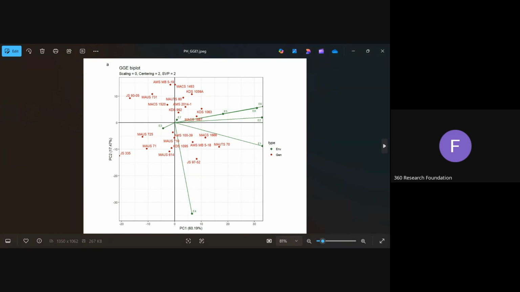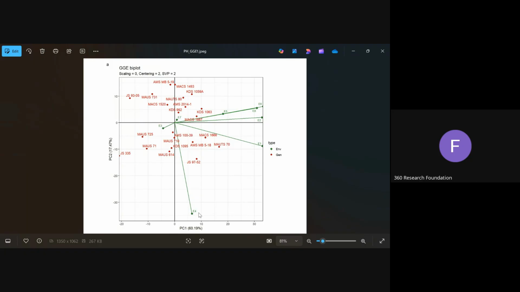Same as we have seen in AMMI, environments are represented by long vectors. Instead of blue as in AMMI, here genotypes are represented by red color. Here you can see environment 6 and environment 8, and here environment 4. So these 3 environments are having long vectors.